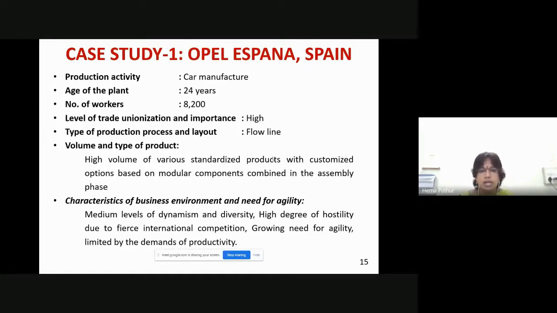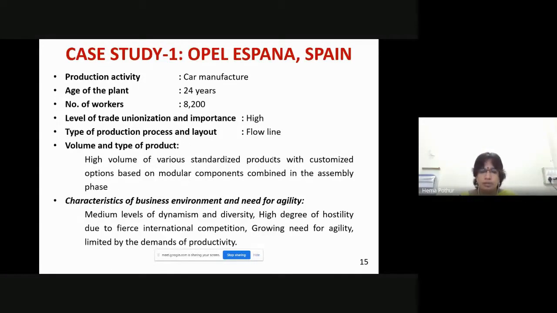During that period of time, it has gotten this many number of workers and they have gotten a higher level of trade union. They have given importance to that particular trade unions. And the type of production and process line is a flow line. Continuously, the process will be flowing, starting from one end to another end, where from the last end of that particular flow line, the product will be a net output product.